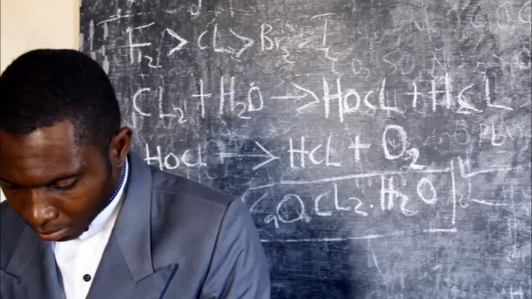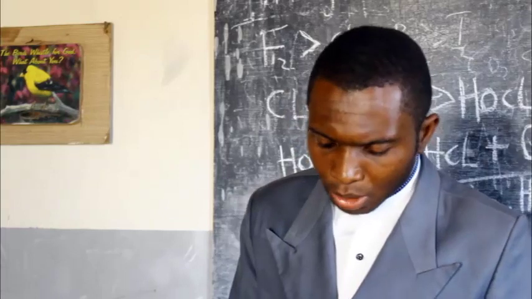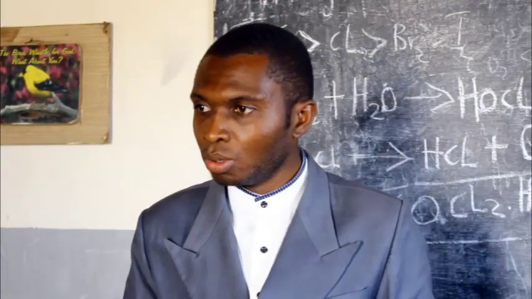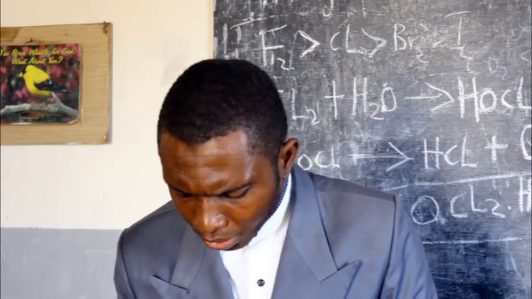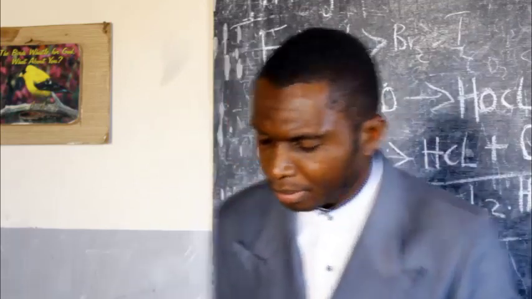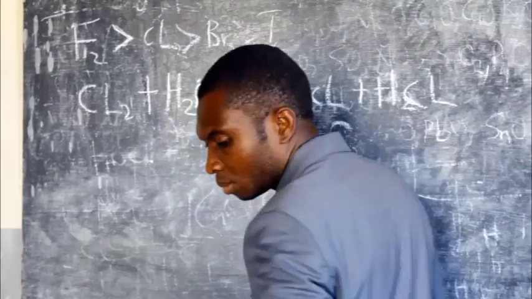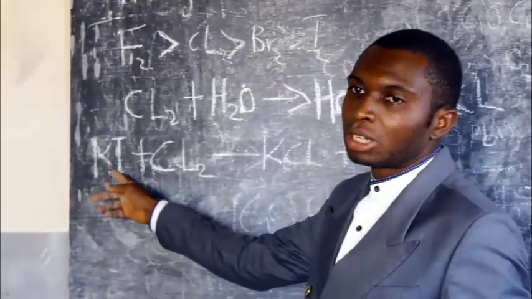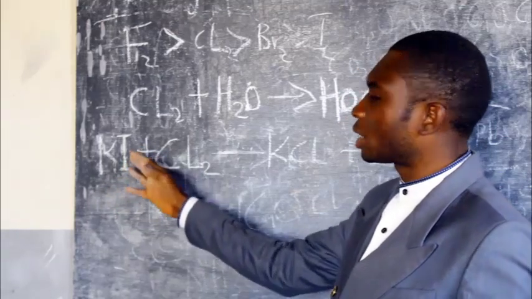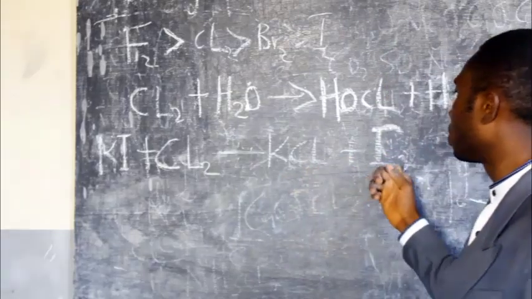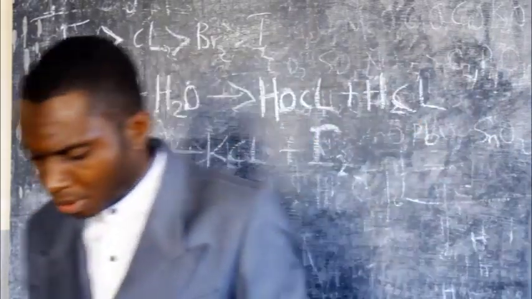Test for chlorine. If you use a damp litmus paper, chlorine turns blue litmus paper how? Red. And if you use starch iodide, chlorine turns it what? Blue black. This chlorine, this potassium iodide. Are you hearing me? So chlorine turns starch iodide to what? Blue black. The blue black color is because iodine is liberated.